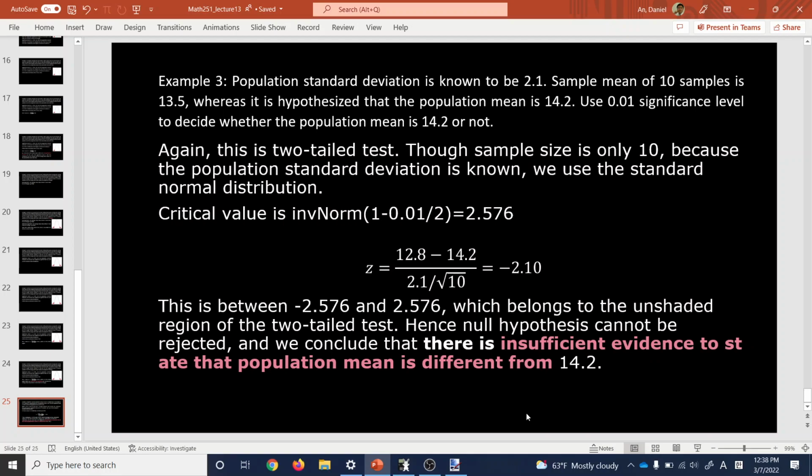So step 1, you have to write down the null hypothesis. Okay, what's the null hypothesis? Mu equal to 14.2. Okay. Now, what's the alternative hypothesis? Mu not equal to, because it's equal or not. Okay. So we're worried about whether it's not equal.